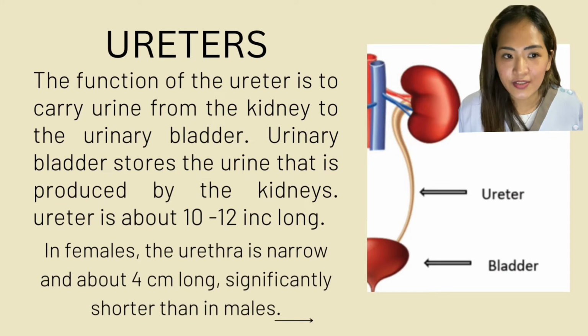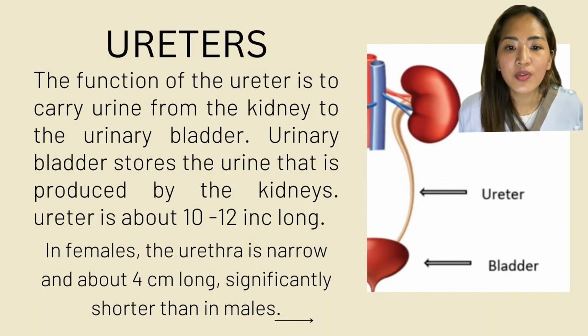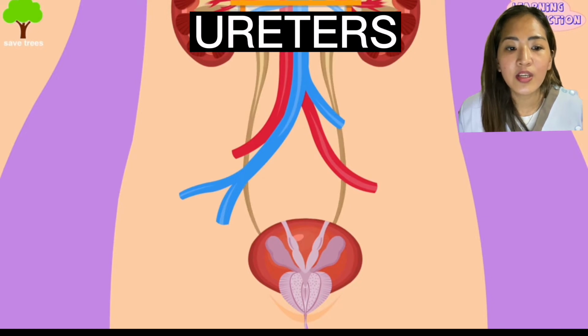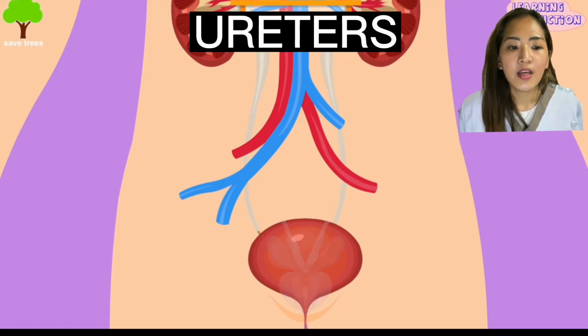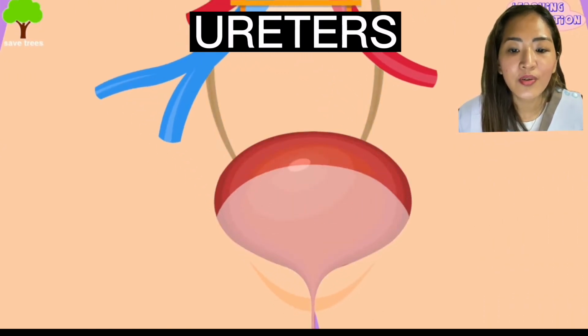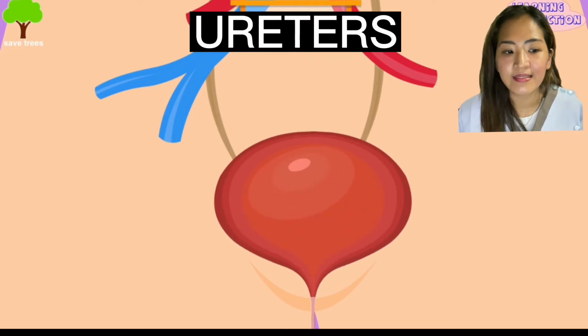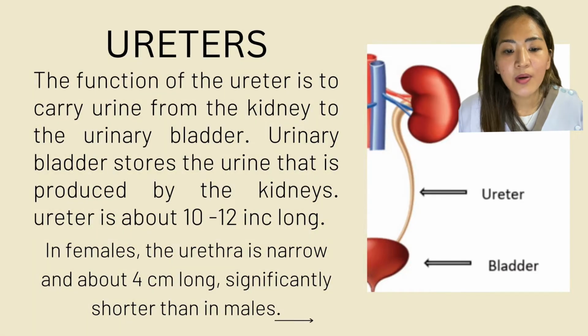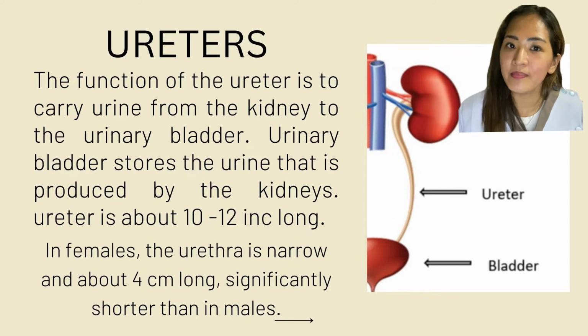The ureters. The function of the ureter is to carry urine from the kidney to the urinary bladder. The urinary bladder stores the urine that is produced by the kidneys. The ureter is about 10 to 12 inches long. However, in females, the urethra is narrow, about 4 cm long, significantly shorter than in males.